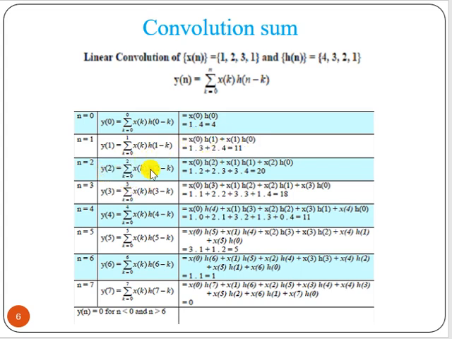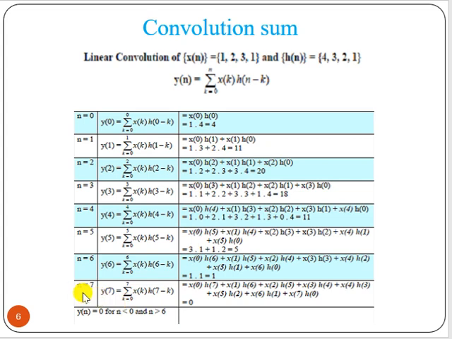Similarly, when n equal to 2, you put y of 2, and here x of k into h of 2 minus k. Now you put k value 0 first: x0 into h of 2. Then plus, when k goes to 1, x of 1 into h of 2 minus 1, that is h of 1. Then when k is 2, x of 2 into h of 0. So you get the value. Like that we have to compute.